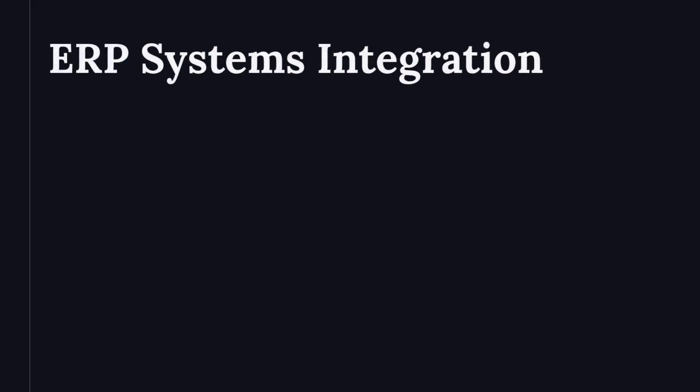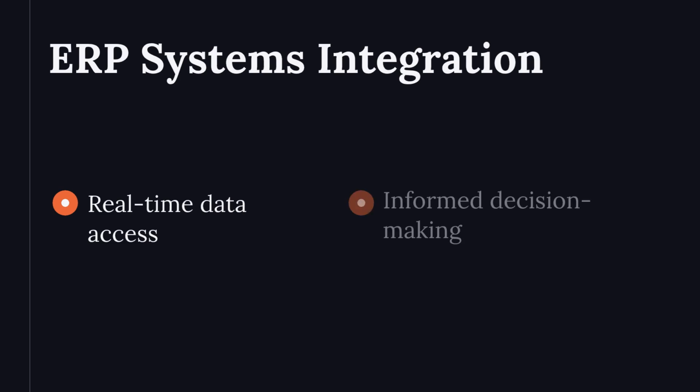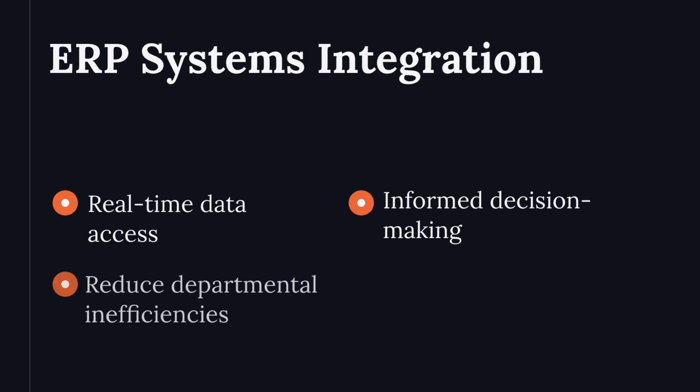ERP systems integrate organizational processes. They provide real-time data for informed decisions. Standardization reduces inefficiencies across departments. These systems scale with organizational growth. ERP enhances operational responsiveness.